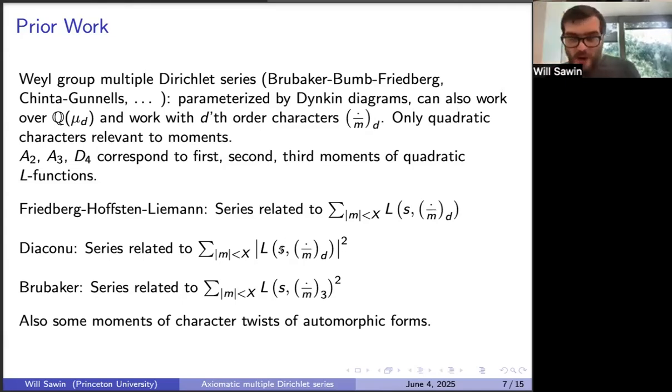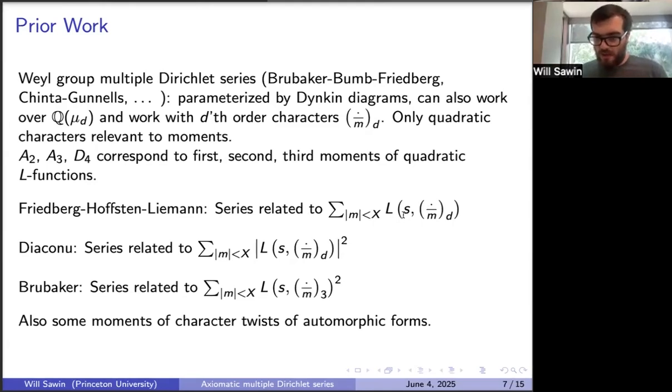If you're interested in the second moment, you have two choices of how to do that because the critical value of this series is not real. So you can take the second power with the absolute value, or you can take the second power without the absolute value. For the second power with the absolute value, the relevant Dirichlet series was written down by Diaconu. And the second power without the absolute value only works for cubic characters. So it doesn't work for higher order characters. And this was written down by Brubaker.